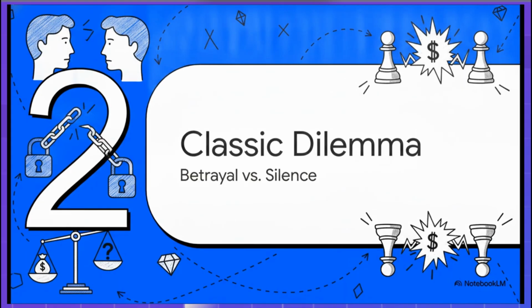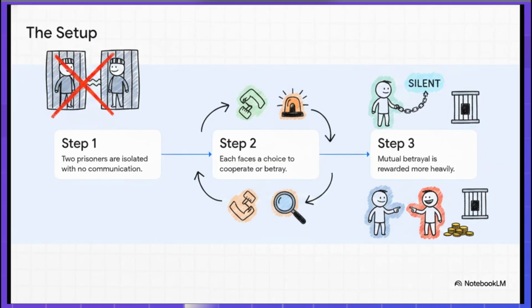Which leads us to Section 2, the classic prisoner's dilemma. Betrayal versus silence. This is the most famous model in all of game theory, originally cooked up in 1950 by mathematicians and later formalized into the story we know today. Here's exactly how it works. Step 1. Two prisoners are locked in isolation, zero communication. Step 2. They have to choose between cooperating with each other, meaning they both stay silent, or betraying their partner to the cops. And Step 3 introduces the wild twist.